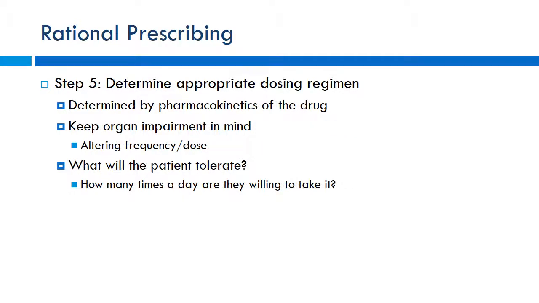So next we want to determine what the appropriate regimen is going to be. We can figure this out based on the kinetics of the drug. We can look to see how any organ impairment the patient has may be affecting this, which may lead us to alter the frequency we give the drug, or alter the dose that we give the drug. You guys remember when we were talking about the kidneys, what's an important thing that helps to keep the afferent arteriole open? Vasodilated. Nitric oxide is one thing that helps, yep.